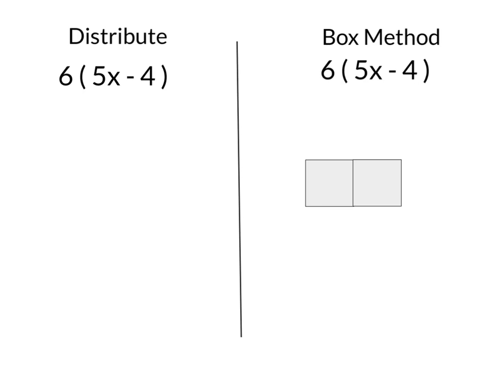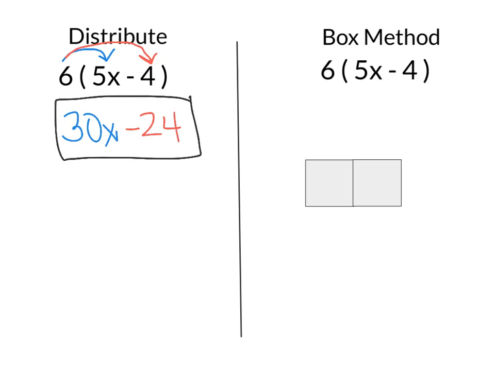So in this problem here, we are having to distribute this 6 to both items that are in the parentheses. So I'm going to take this 6 and I am going to distribute it to the 5x, which would give me 6 times 5x is going to be 30x. And then I'm going to distribute over here to the negative 4. 6 times negative 4 would give me negative 24. So you can see how I drew my arrows and I distributed to both items inside the parentheses.